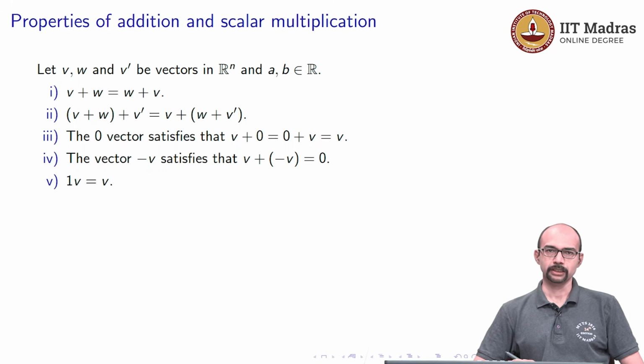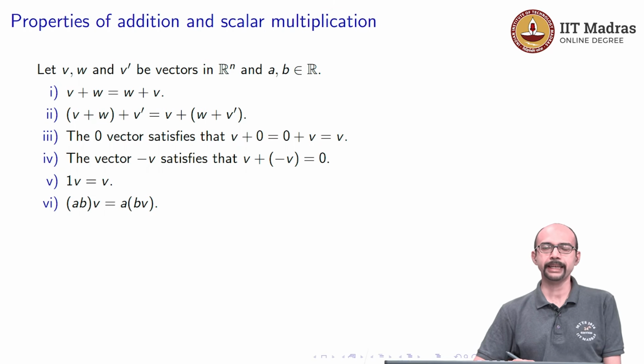And then we have this very nice property that if you take 1, the scalar number 1, the real number 1, and multiply it to v, you get just v. So 1 times v is v. Then if you take two scalars a and b, and take a times b, that is a new real number, and multiply that to v, that is the same as first multiplying b to v and then multiplying a to the result.